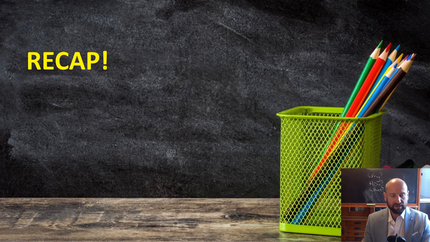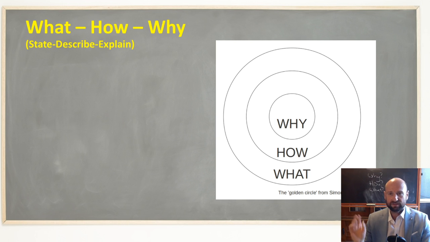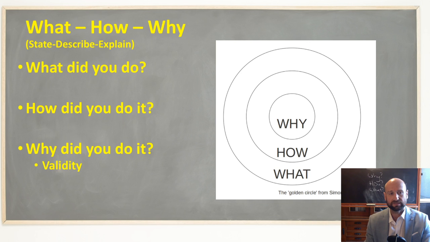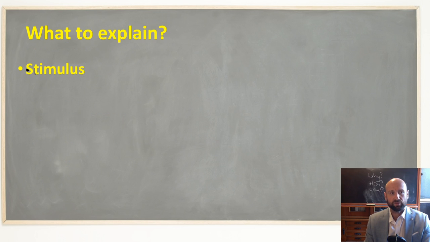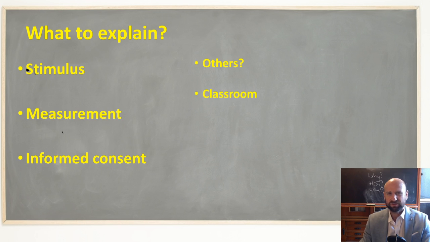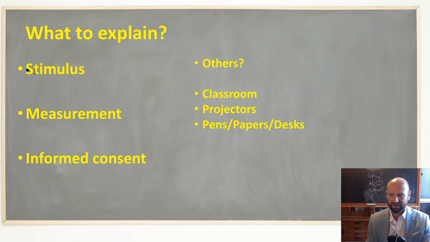So recapping, the 3 steps: what did you do, how did you do it, and why? And the 3 things you should explain are the stimulus, the measurement, and the informed consent. All right. So when you think about what to explain, it's really common, and look at your first draft, did you really explain these 3 things? Students tend to focus on things like projectors, pens, papers, desks, the classroom, when they think of materials. And they overlook these 3 really important aspects.